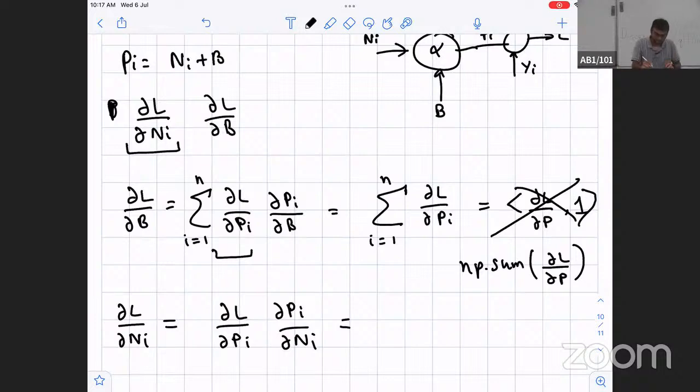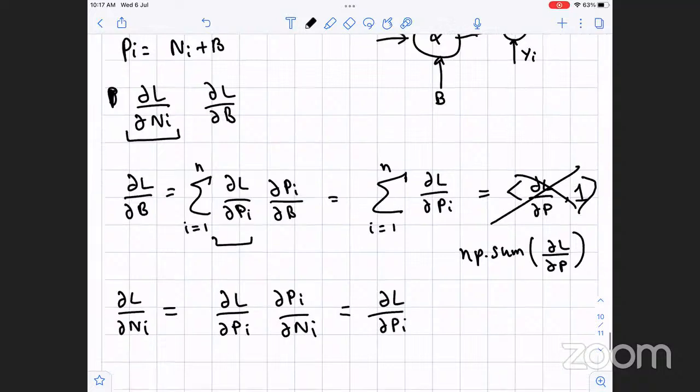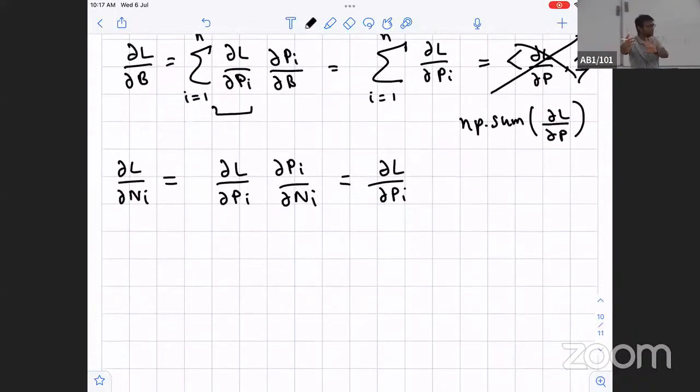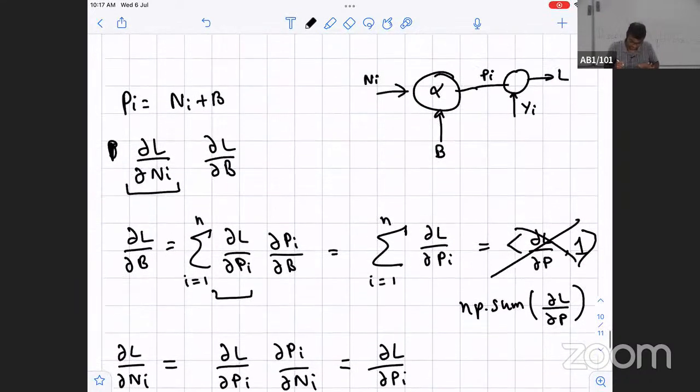It's nothing but dL by dP. dL by dP. Yeah, okay. So this operation is just taking whatever is coming from the previous layer and passing it down without any change. Okay, so this was the second output.